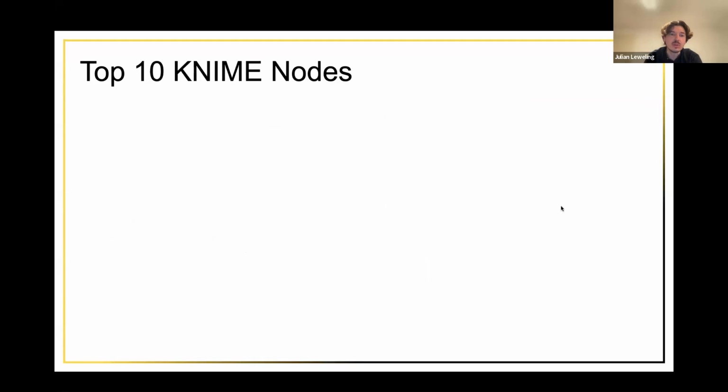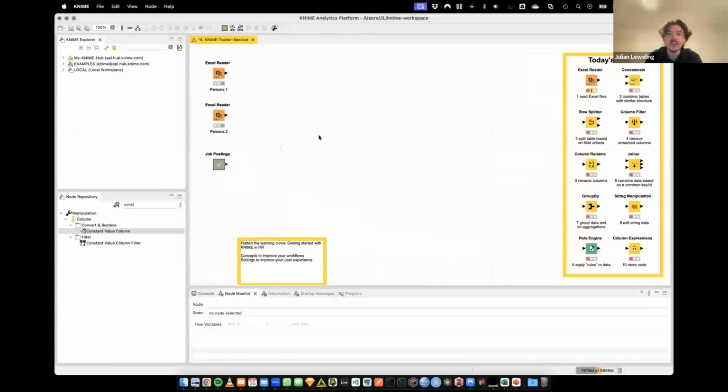Now I want to switch over to the top 10 Knime nodes, in my opinion. So let's go with that. We are here inside Knime. On my screen, you can see on the right-hand side today's nodes. And I will start with the first node, which is the Excel Reader.